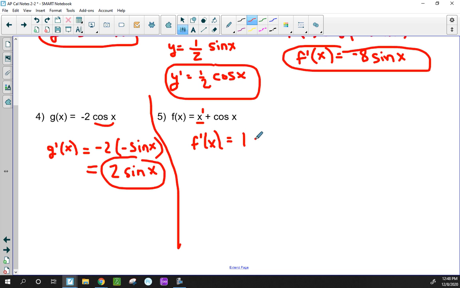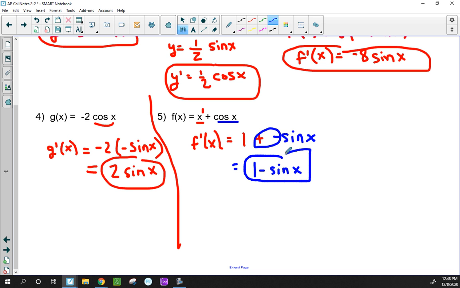Then you're going to look at the second term. The derivative of cosine x is a negative sine x. So I'll write it like that. And then I don't like leaving a double sign, so I'm going to rewrite this and call this 1 minus sine x. And so that's the derivative for that problem.